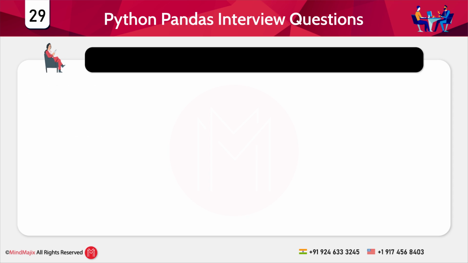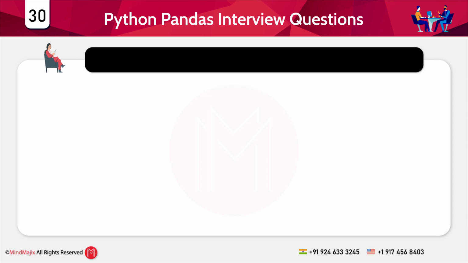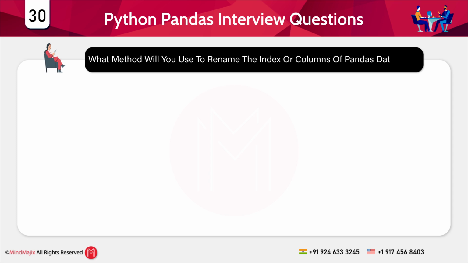The next question is, how can you iterate over the data frame in pandas? To iterate over a data frame in pandas, you can use a for loop that is to be merged with the iterrows function call. This is quite similar to iterating an array. The next question is, what method will you use to rename the index or the columns of the pandas data frame? The dot rename method is used to rename the data frame index values or columns.